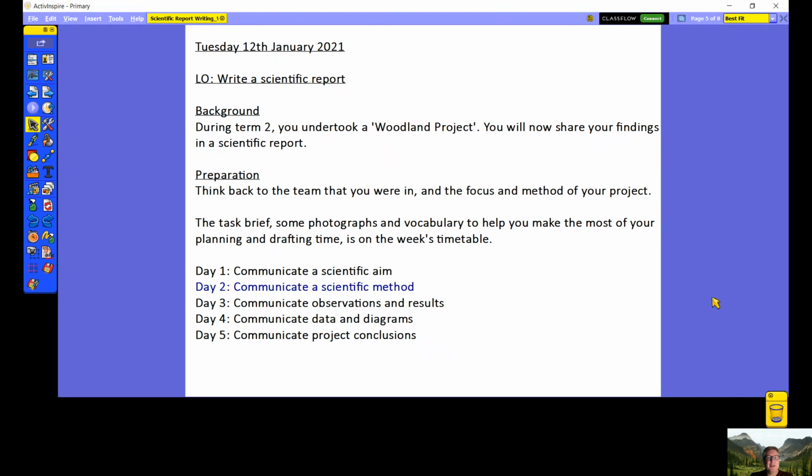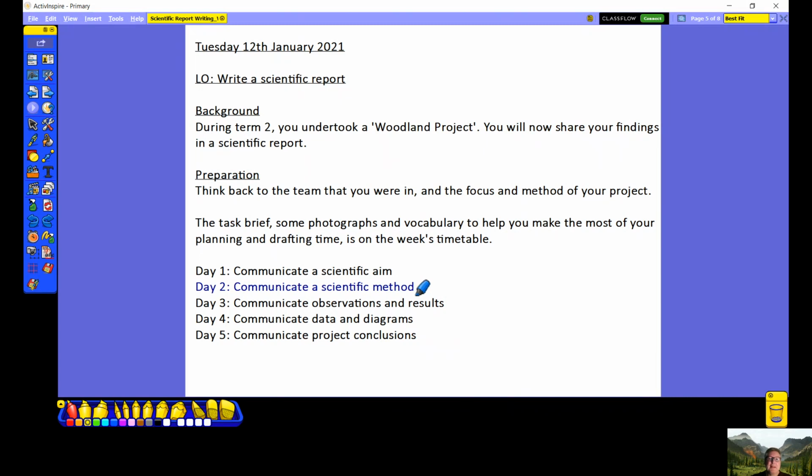So today we're continuing with the Learning Objective: write a scientific report, and you have all of the background information at hand. If we have a little look here, we're on day 2 now, and so the idea is that we will communicate a scientific method.